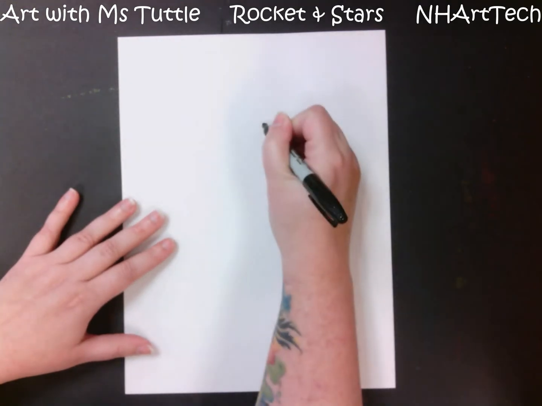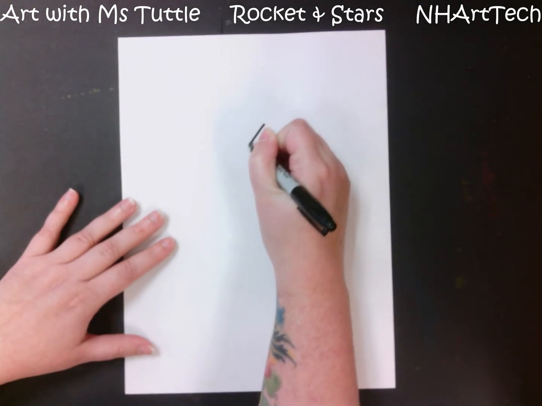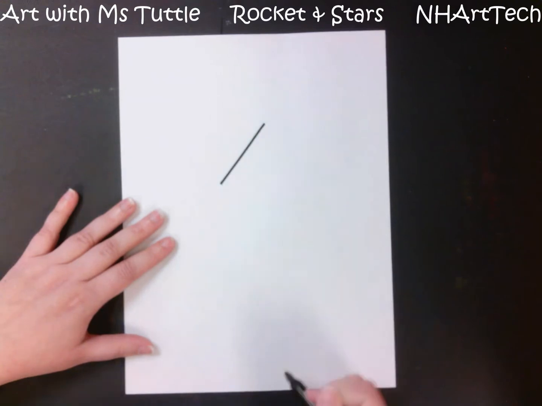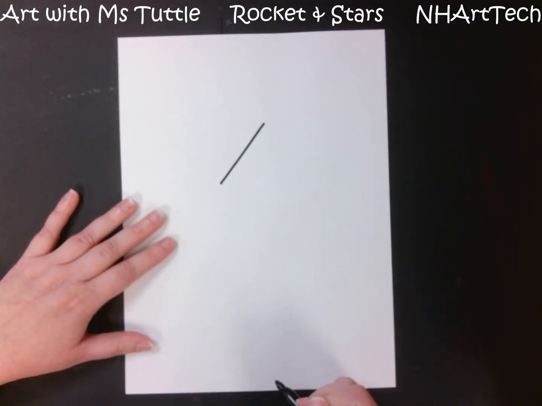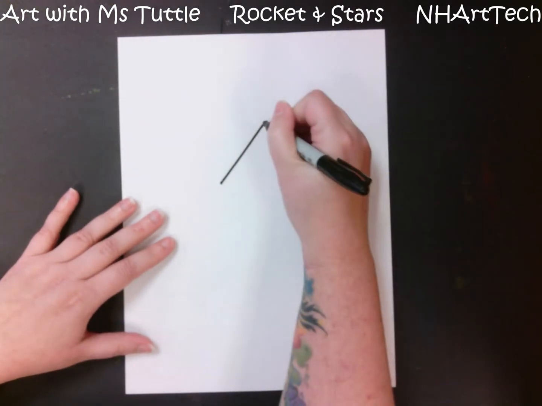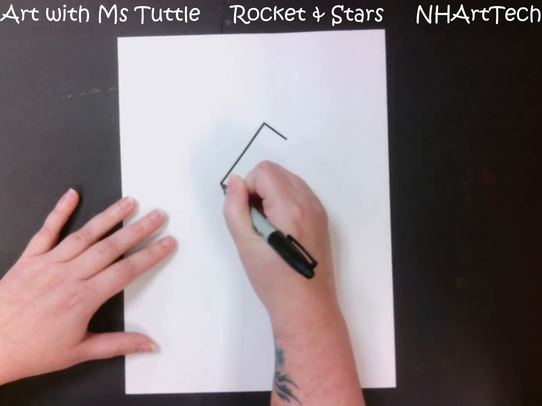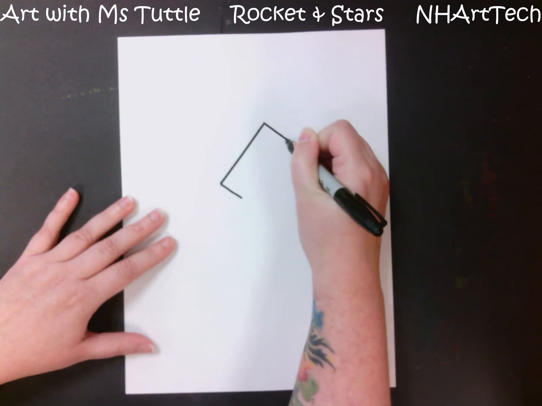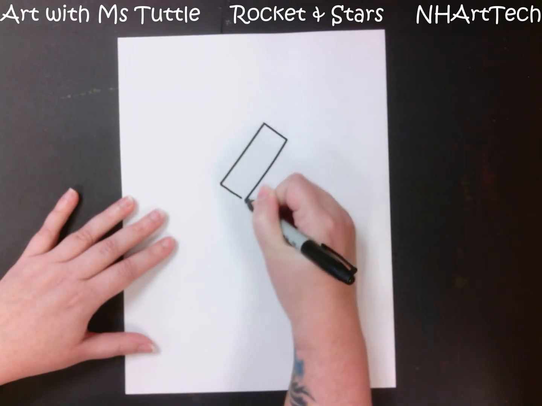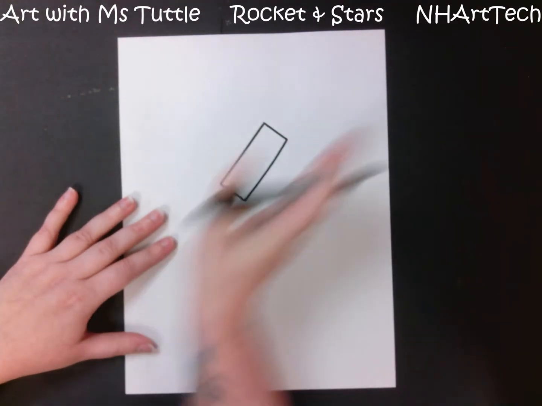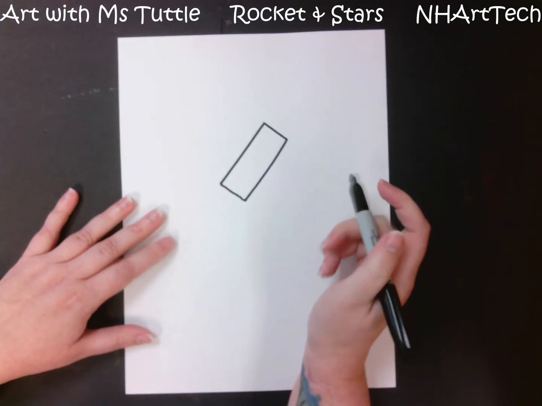So what I am going to do is I'm going to create a slanted line just like that. Then from there, I am going to turn it into a rectangle. Okay, so see how it's kind of pointing off to the side?